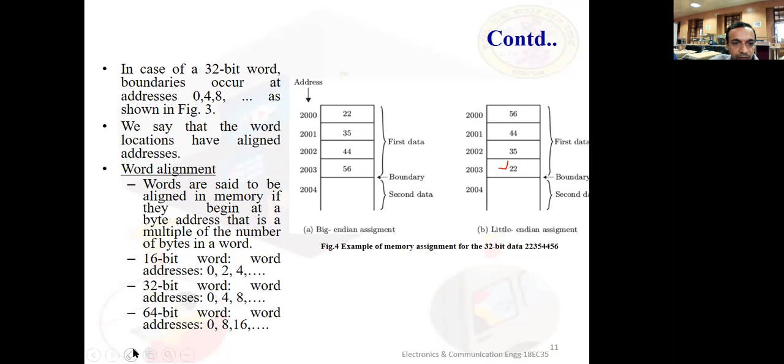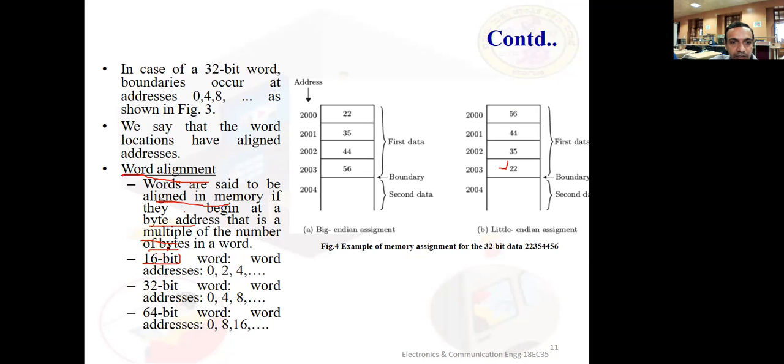Then coming to the next small topic called word alignment. Okay, so words are said to be aligned in memory if they begin at a byte address that is a multiple of the number of bytes in a word. So what do you mean by alignment? That means whether the data is stored at a particular address which is a multiple of the byte number.